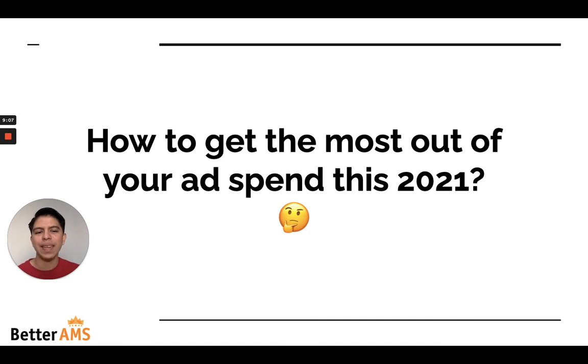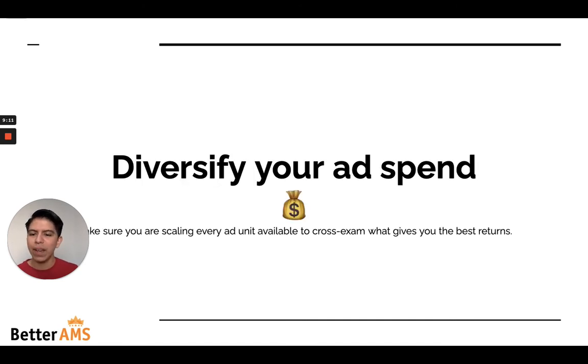Now, how to get the most out of your ad spend this 2021? Well, you have to diversify your ad spend. You have to make sure that you are running ads on every ad unit available. This is not 2020, this is not 2015, this is not 2010, where you could just smash your highest search volume keyword and get a ton of sales at a low cost. It doesn't work like that anymore. You have to make sure that you're running each available ad unit, and cross-examine what gives you the best return.